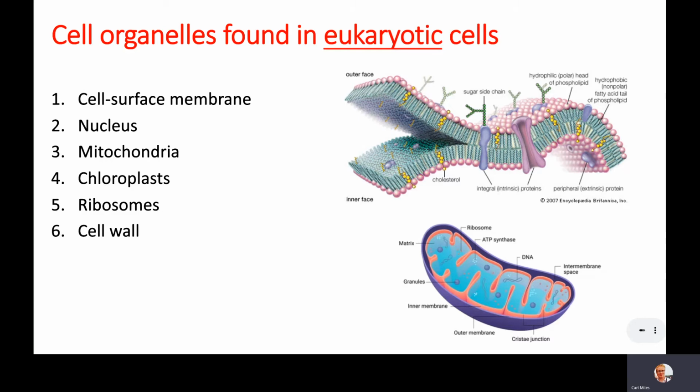So let's go in and have a look at some of the organelles found in eukaryotic cells. We'll have a little look at cell surface membranes, which you may have studied in your GCSE, but you probably only referred to as the cell membrane. You wouldn't give it the title of cell surface membrane. We'll have a look at the nucleus, the mitochondria, and then we'll dip into something specific to plants, such as the chloroplasts. We'll look at ribosomes. We'll also dip into the cell wall.